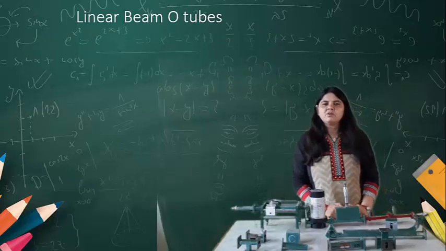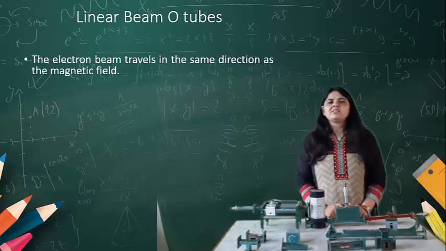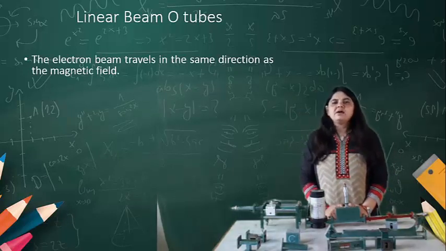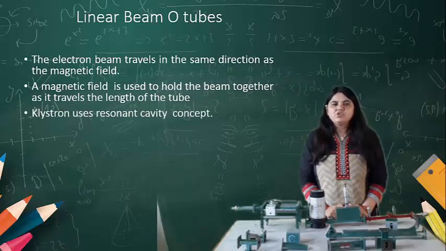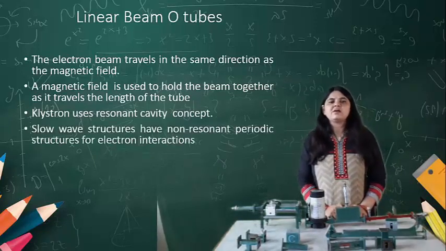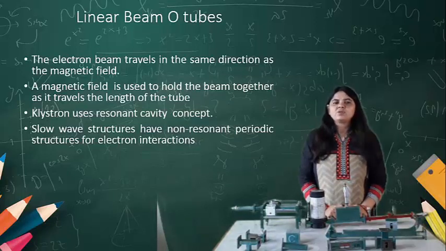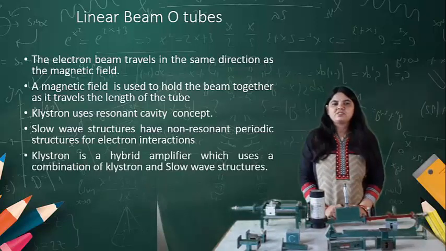Now we will study the linear beam O type. The electron beam travels in the same direction as the magnetic field, and the magnetic field is used to hold the beam together as it travels along the length of the tube. So the klystron uses the resonant cavity concept, and the slow wave structure has a non-resonant periodic structure for the electron interactions.